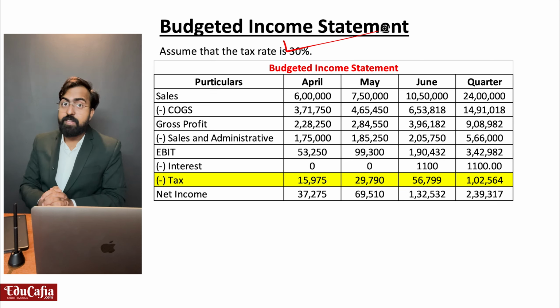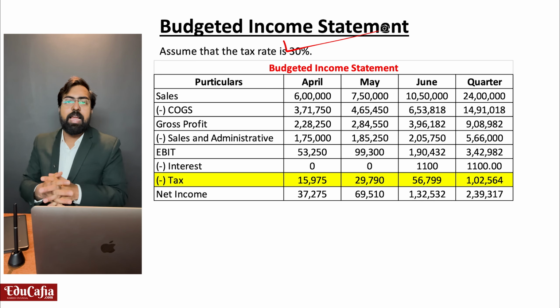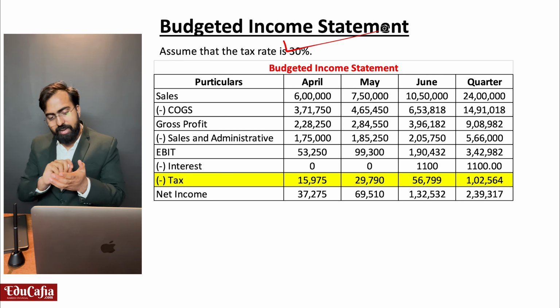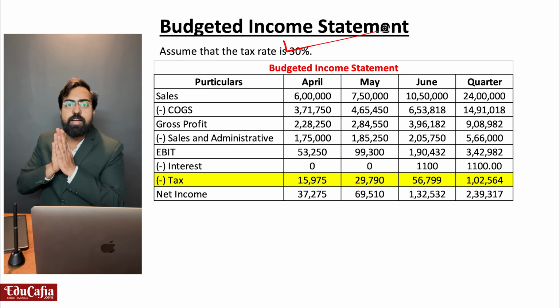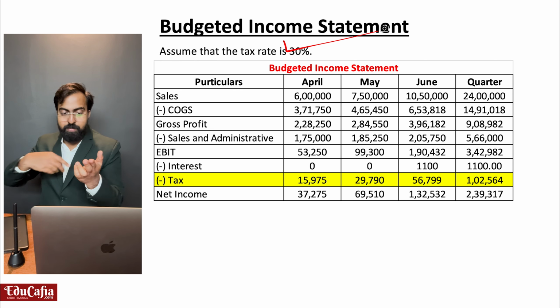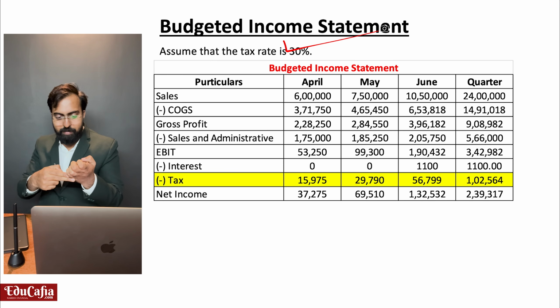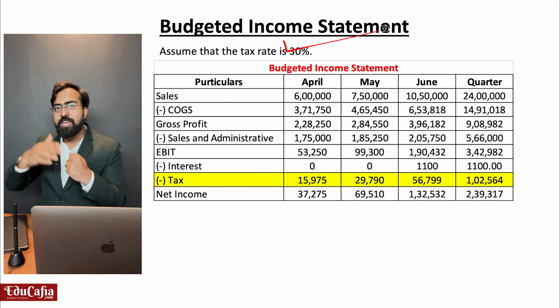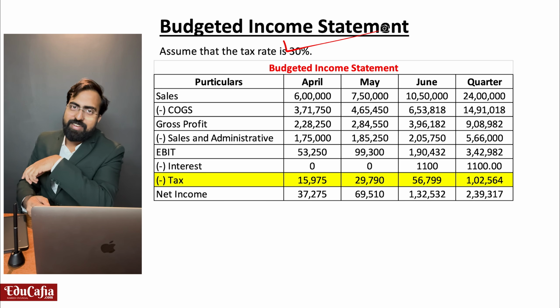So if in the exam they directly ask you to find the budgeted income statement, then what do you have to do? You have to do the sales budget, production budget, material purchase budget, material usage budget, and so on, up to the cash budget. Only then can you prepare the budgeted income statement.